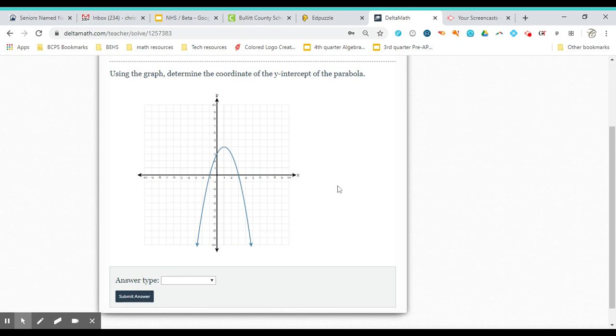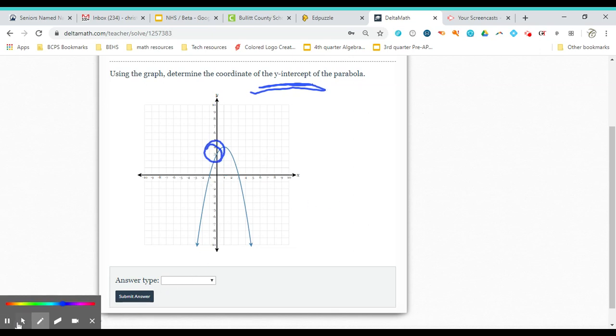The second kind of question you're going to be asked is to identify the coordinates of the y-intercept. The y-intercept is where it crosses the y-axis. Mine crosses the y-axis right here at 3. Coordinates for that point are 0, 3.